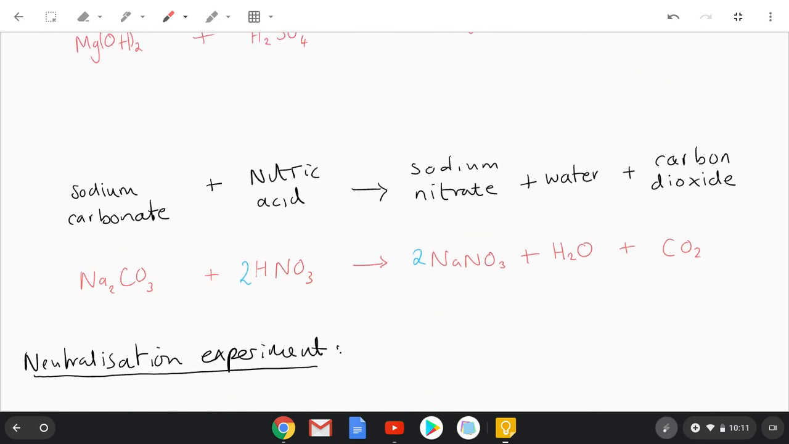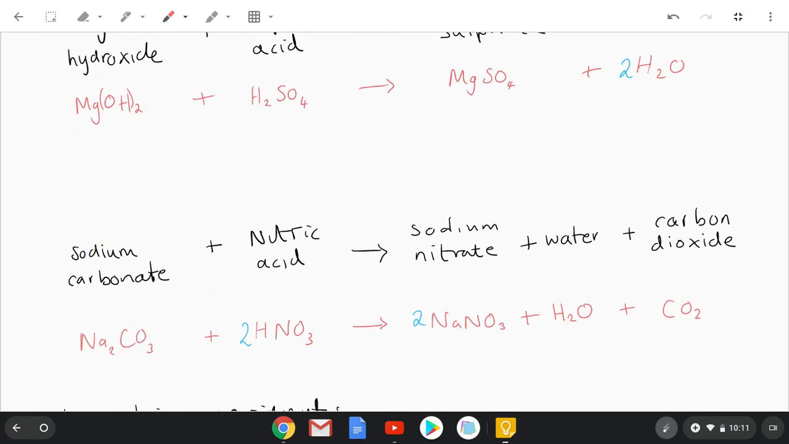Okay, so the last equation was sodium carbonate plus nitric acid giving sodium nitrate, water, and carbon dioxide. So here we've got your salt and water, but in addition, we've got this carbon dioxide because of this O at the end and this carbon as well. Okay, again, you'll be able to pick this up the more and more often you see these type of reactions.